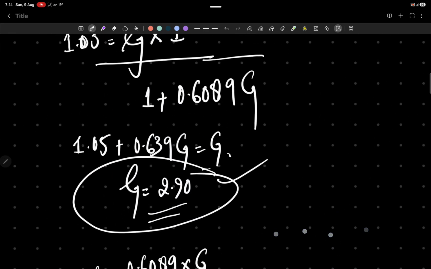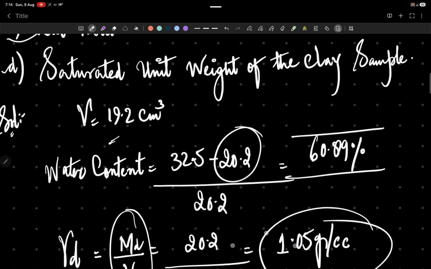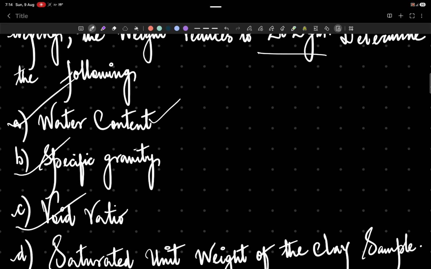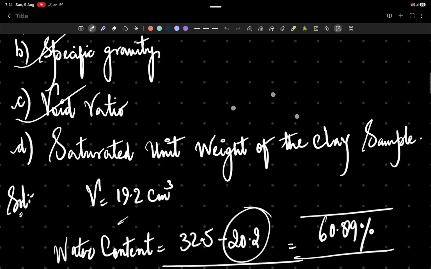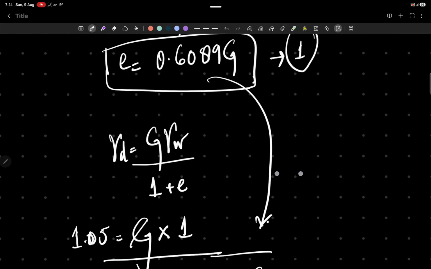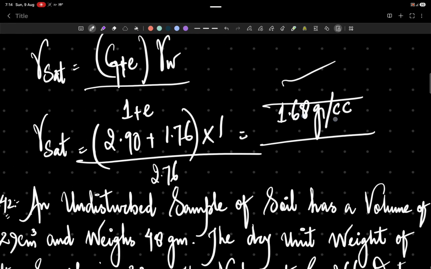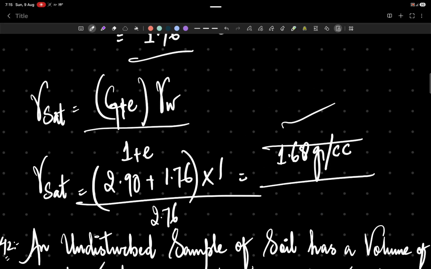So we have completed the question in all respects. We have found the water content, which was equivalent to how much? 60.89%. Specific gravity 2.90. Void ratio, how much? Void ratio was equivalent to 1.76, and the saturated unit weight 1.68 grams per cc. All right, moving on to the next one.